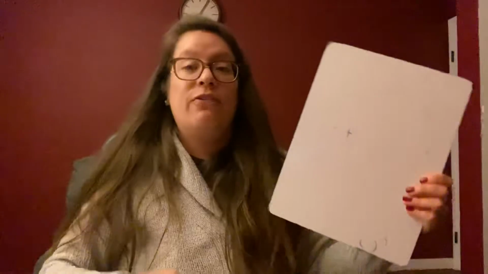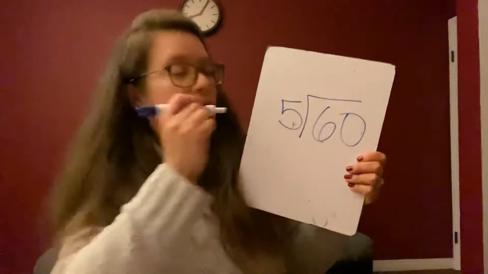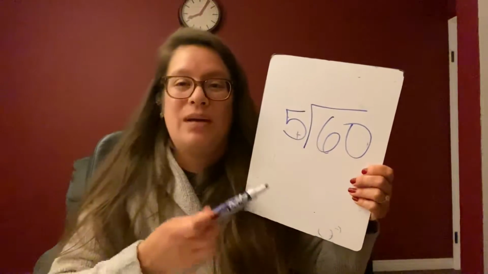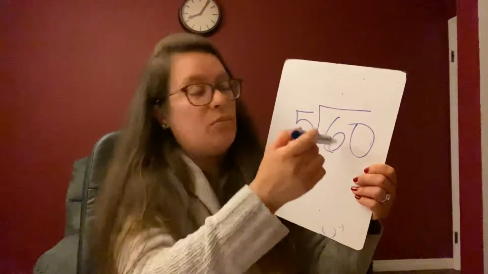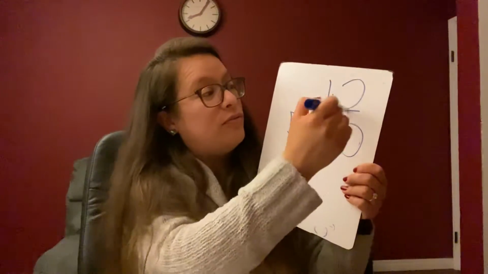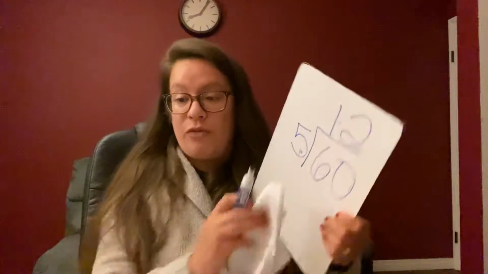All right, letter D. What is 1/5 of 60? For this one I can do my whole steps, but I can also think of my math facts. 5 times what number gets me closest to 60 without going over? That's 12. So 1/5 of 60 is 12.